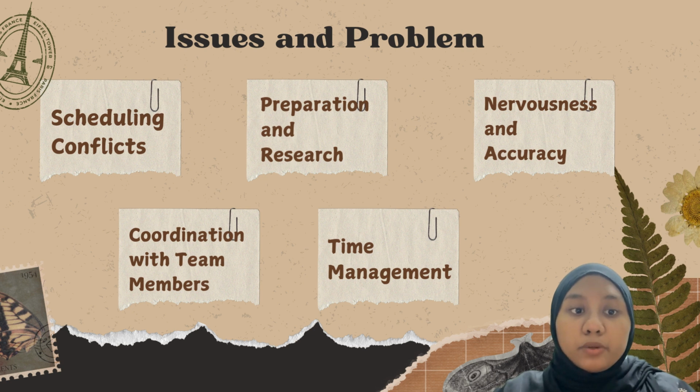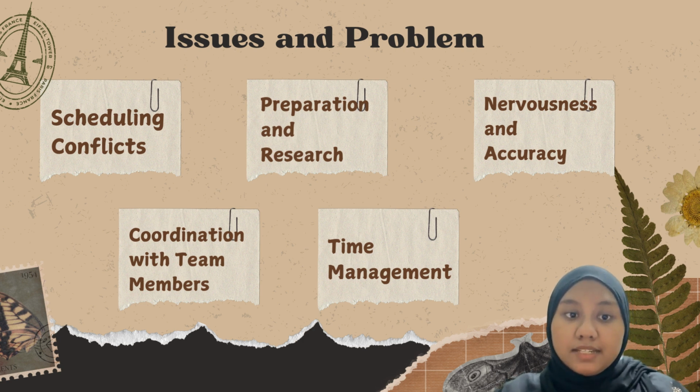Next, coordination with team members. Since it was a group assignment, we needed to coordinate with our team members. Miscommunication about roles and responsibilities sometimes caused delays. Ensuring everyone was aligned and ready to contribute was a critical task.